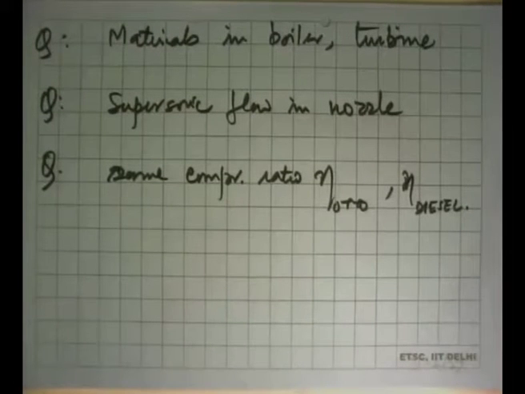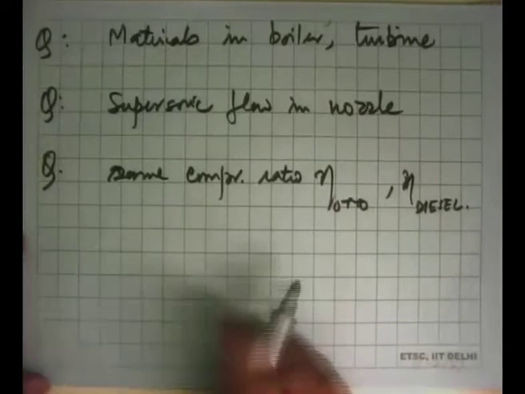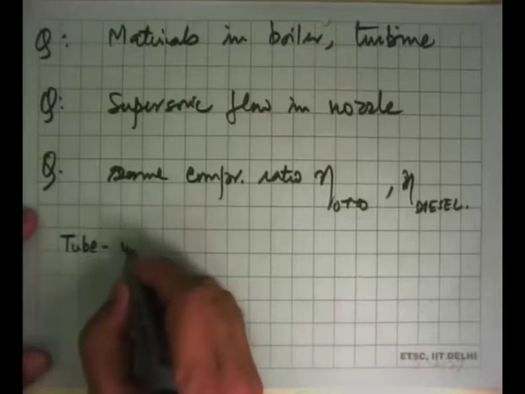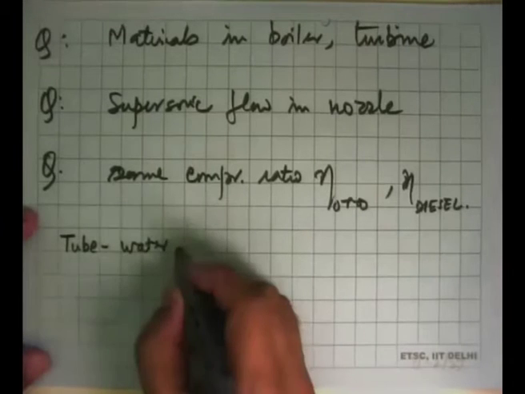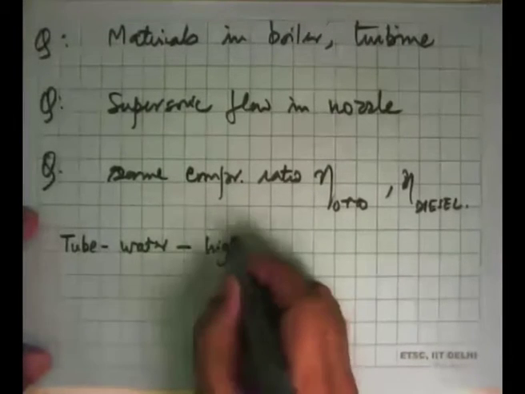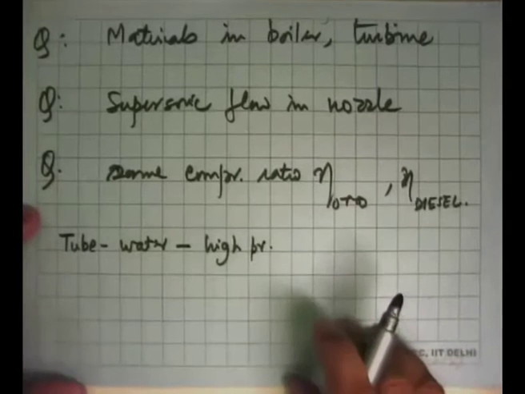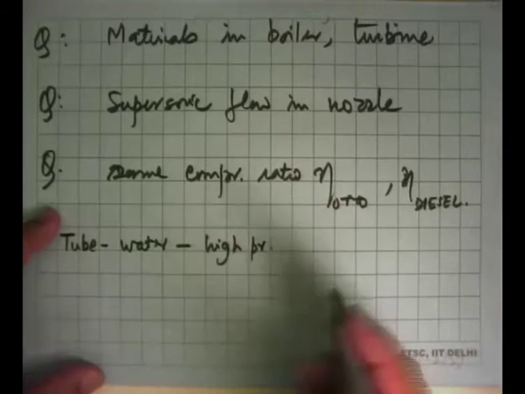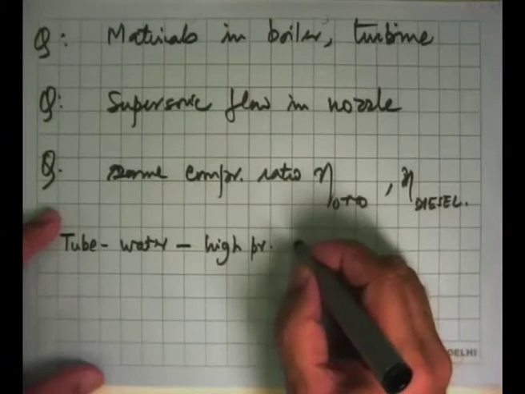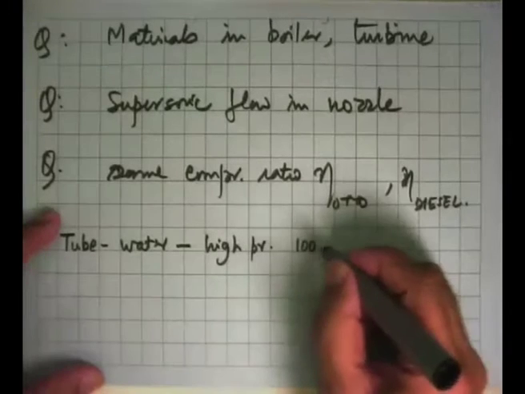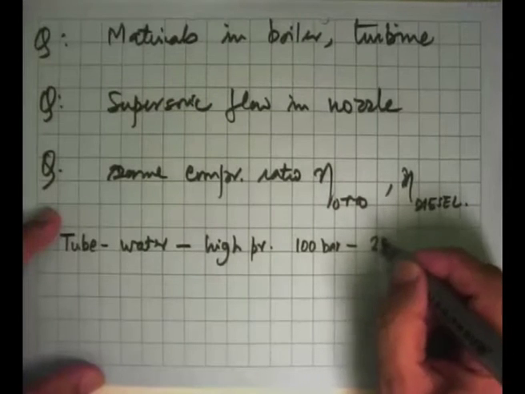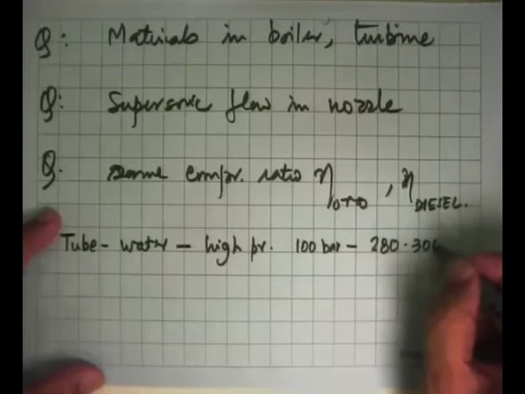There's a question about what are the materials used in boiler and turbine. If you look at coal-fired boilers or oil-fired boilers, the tubes carry the water and these are subjected to high pressures. And by high pressure, I mean whatever the pressure we get in the thermodynamic analysis, that is the pressure of the water inside the tubes. For small boilers this may be about 100 bar, and for large power boilers these days 280 bar, 300 bar is not uncommon.